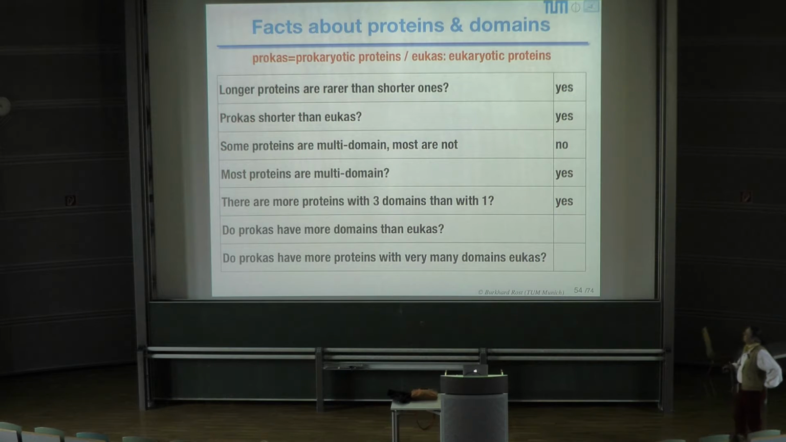Most proteins have many domains. And do prokaryotes have more domains than eukaryotes? Again, biologists tend to believe that the answer to that question is no, that prokaryotes have fewer domains than eukaryotes, and that is not true. Eukaryotes have very, very long proteins, so many proteins with very, very many domains. But in fact, overall, the distribution of the number of domains that I showed you is very similar between prokaryotes and eukaryotes.